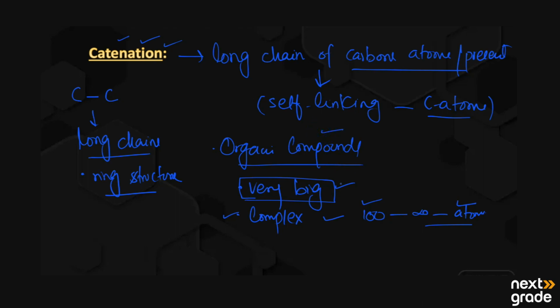So you must know that catenation basically means the self-linking ability of carbon atoms. By self-linking, they can form long chain structures. They may have branched chain structures. They may have ring structures. So this is known simply as catenation.